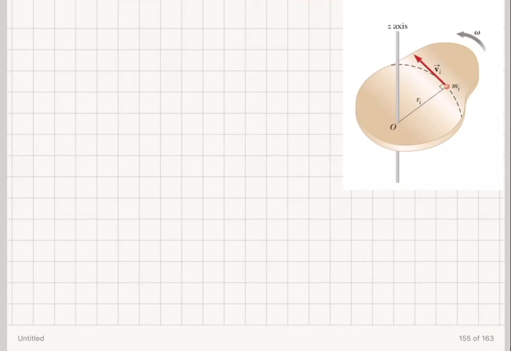In this video we're going to talk about rotational kinetic energy and the moment of inertia calculations. So let's see what is rotational kinetic energy, and why should we have a kinetic energy associated with rotations. Let's say that I have this arbitrarily shaped object, as you can see in the figure, that is being rotated around the z-axis.